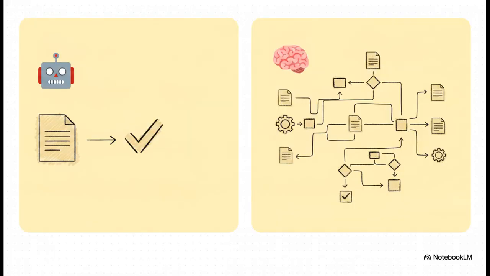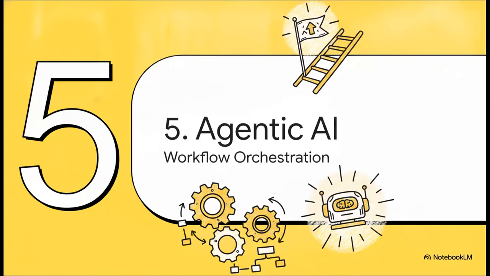Now, a quick aside here, because it's super important not to confuse Tier 4 with Tier 5. An AI agent handles a single, well-defined task, like routing one specific invoice for approval. Agentic AI, however, acts as the mastermind. It orchestrates massive, multi-step workflows from start to finish. And that leads us to the top of the evolutionary ladder, Tier 5, agentic AI, workflow orchestration.